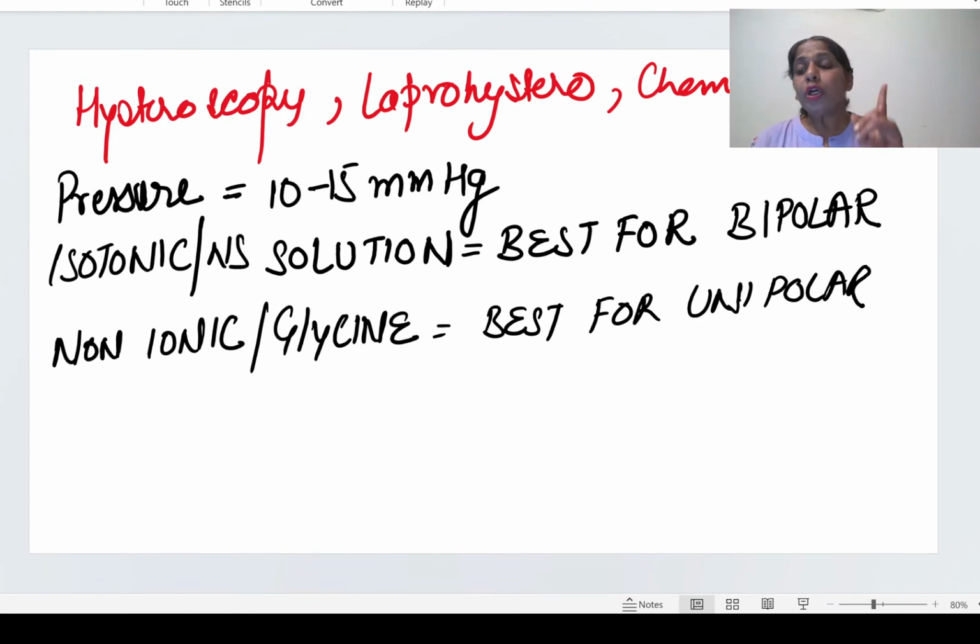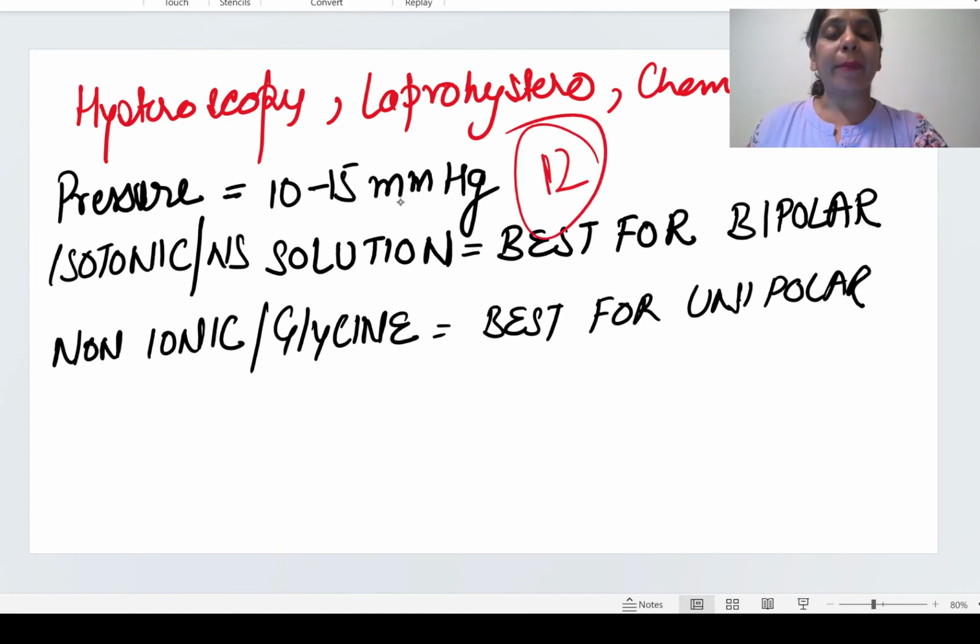Please note down, you all mark there 20 mmHg. It is 10 to 15 mmHg, not only in the gynae, in every procedure. The pressure is around 12 mmHg. That is why we mark it 10 to 15 mmHg.